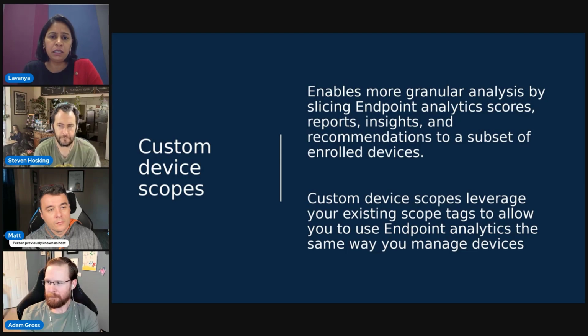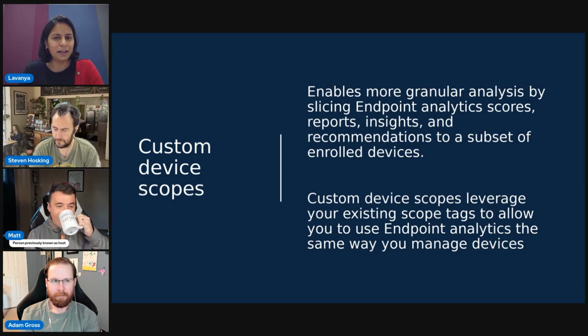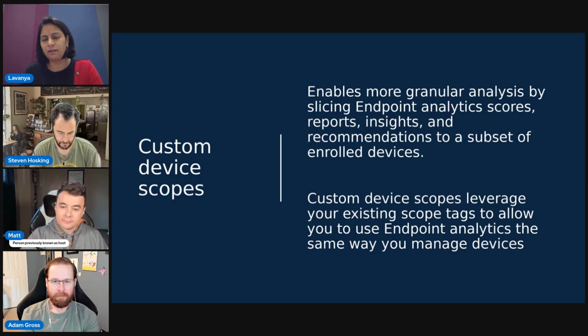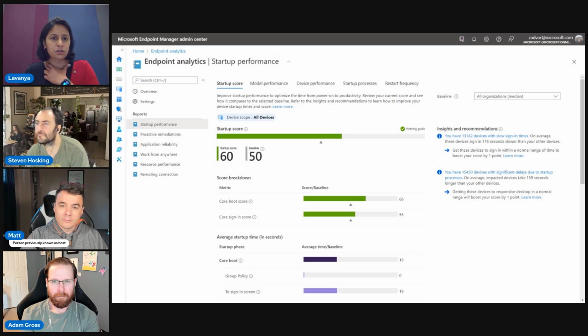So I think custom device scopes essentially help you look at endpoint analytics scores, reports, and insights by being able to slice it and look at it from a granular lens, leveraging scope tags to understand endpoint analytics data in a similar way, right? So this is primarily what custom device scopes are. And I thought it'd be quick to show a few screenshots of how this works, because every environment is different, and how the scope tags have been configured in each environment is going to be very different, right? So let's take a look at endpoint analytics and the startup performance.